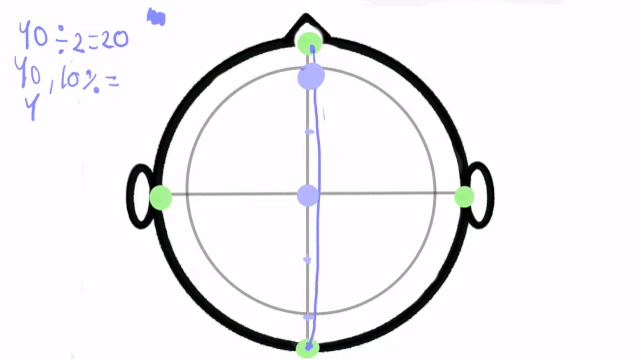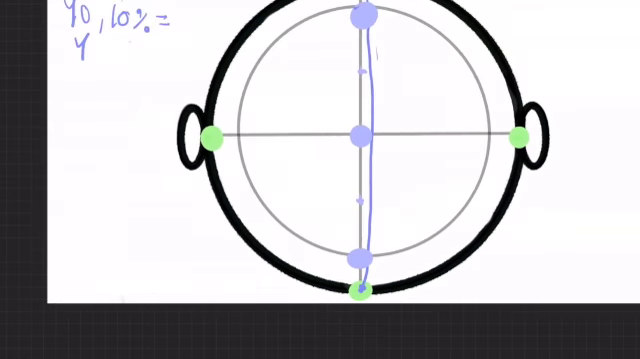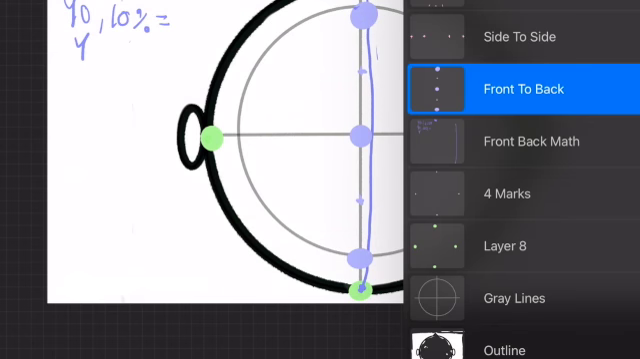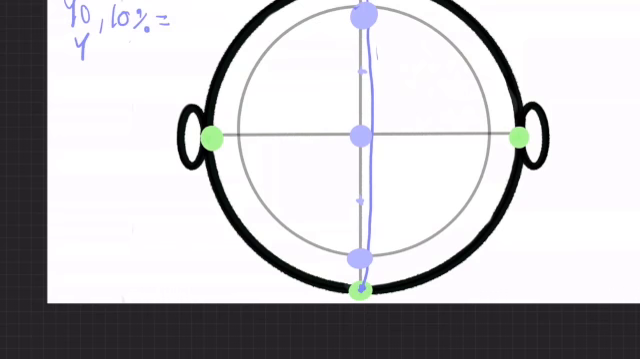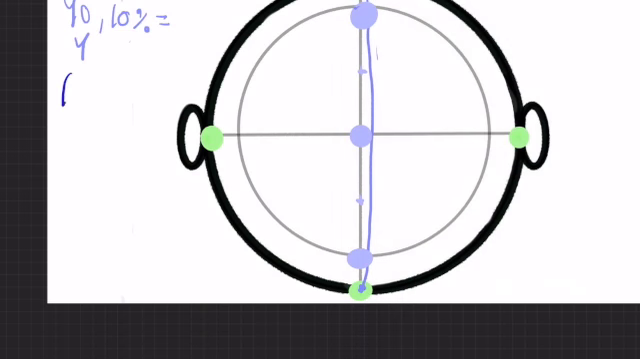Now we're going to find OZ. We're going to take the distance of the nasion and inion and subtract the 10% of the distance between the inion and nasion that we just found. So we're going to take 40 minus 4 equals 36.